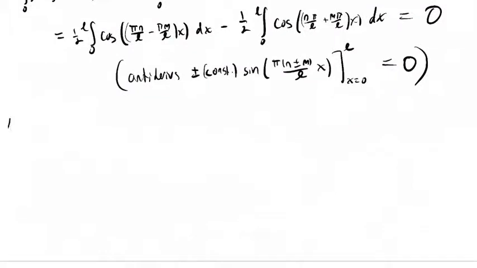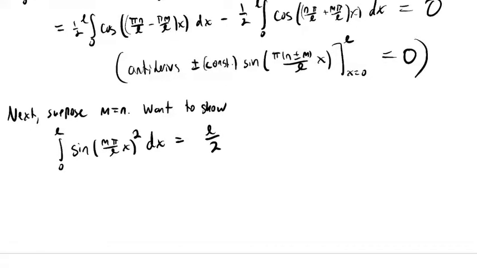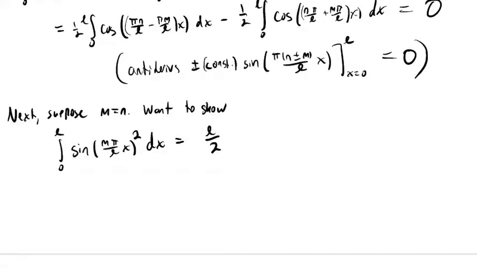Next, suppose that m is equal to n. In this case, we want to show that if I look at the integral from 0 to L of sine of m pi over L times x times itself, so just squared, dx, that this is equal to L over 2. Because then I can just divide by 2 over L and it'll be equal to 1.